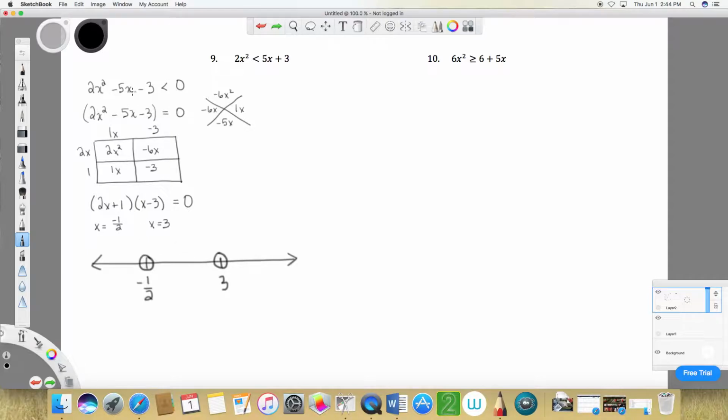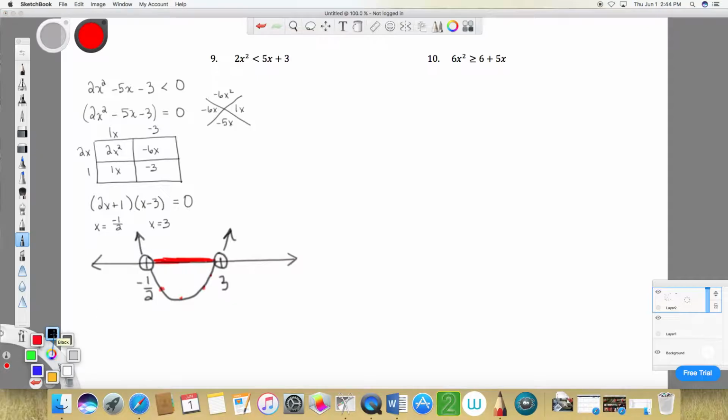I look at this 2x squared minus 5x minus 3. 2 is positive, so I think of this as a parabola that's opening upward. Okay, and I want values of x that will produce arithmetic that will give me a y-coordinate that is negative. So I want to be between these two. I want to pick values of x that are between negative 1/2 and positive 3, because if I do that, then I guarantee you the result will be negative because I'm below the x-axis.